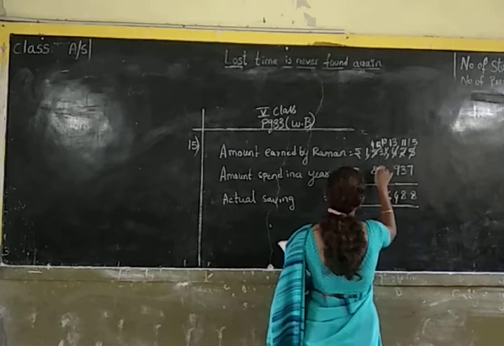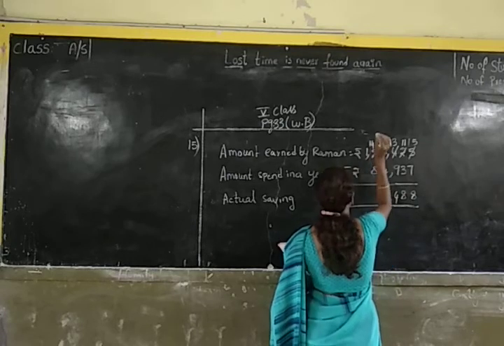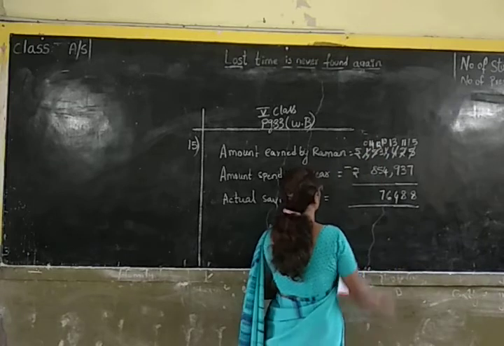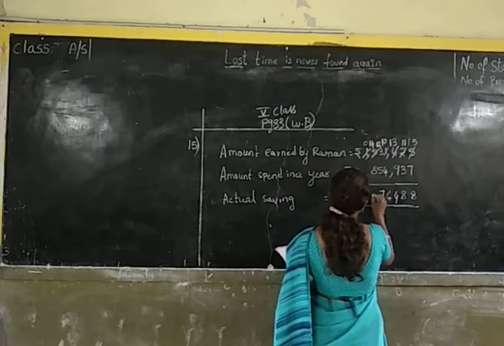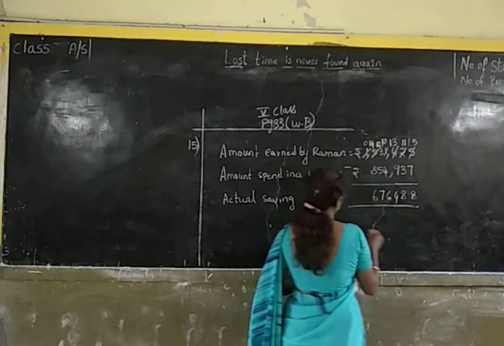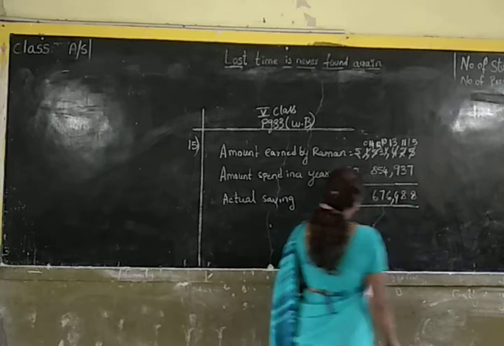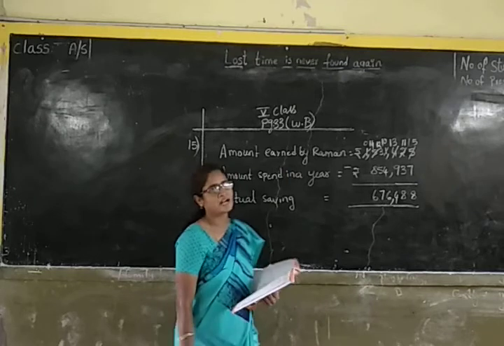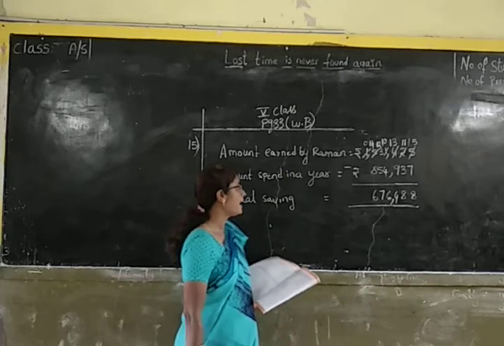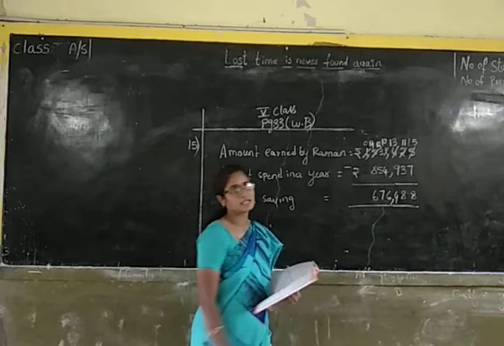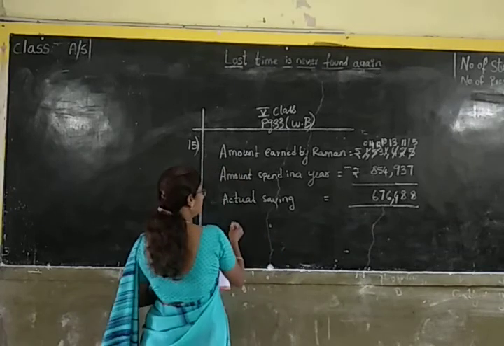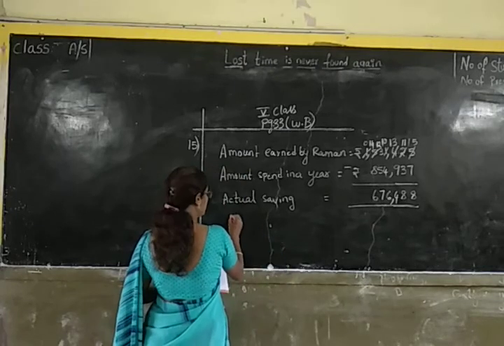We can't subtract 8 from 4, so 4 has to borrow. 4 will become 14 and 1 will become 0. 14 minus 8 is 6. So the actual savings is 676,488. That is the actual savings. Now let us find out the estimated savings.